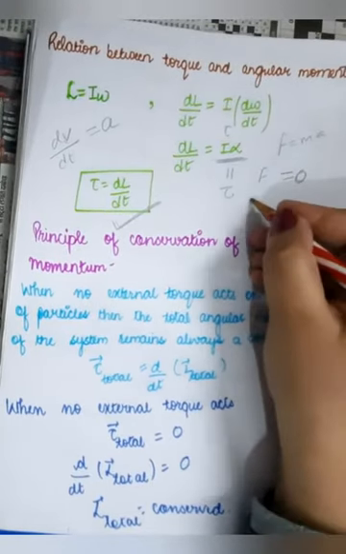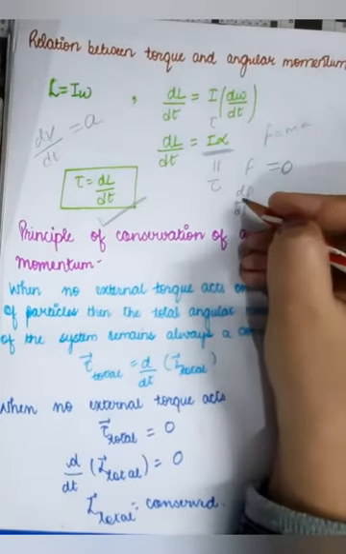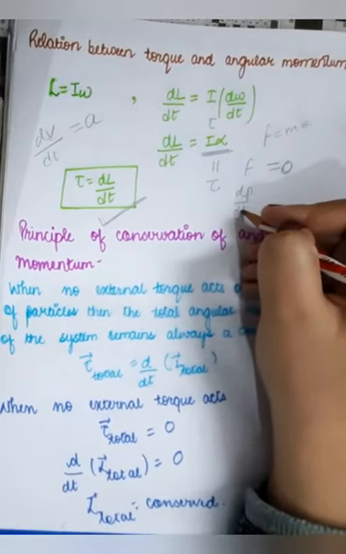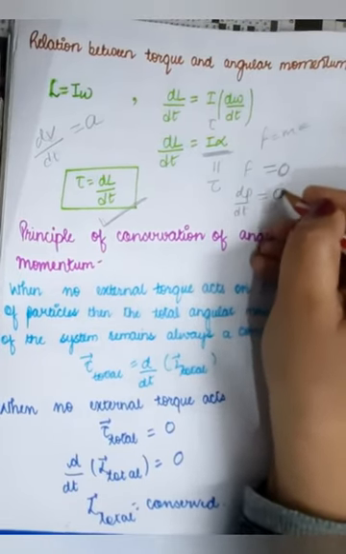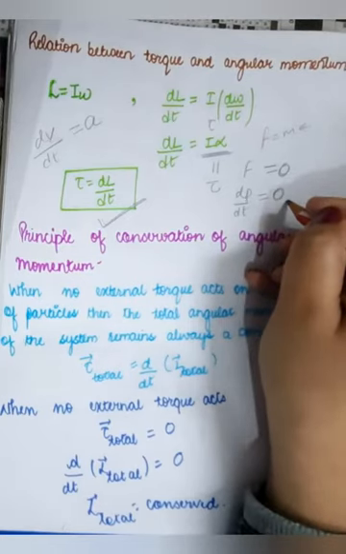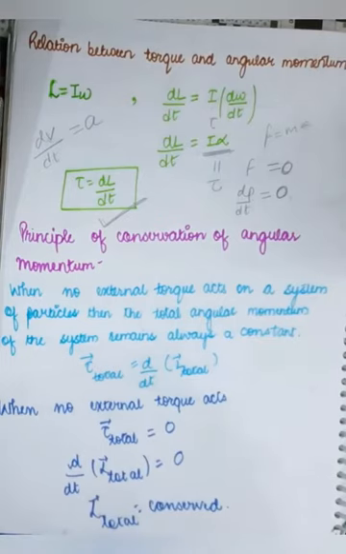But F external is equal to dp by dt as per Newton's second law. That is, it's the derivative of linear momentum with respect to time, and if dp by dt is equal to 0, then p is equal to constant. So that way we say that linear momentum is conserved when no external force is acting.